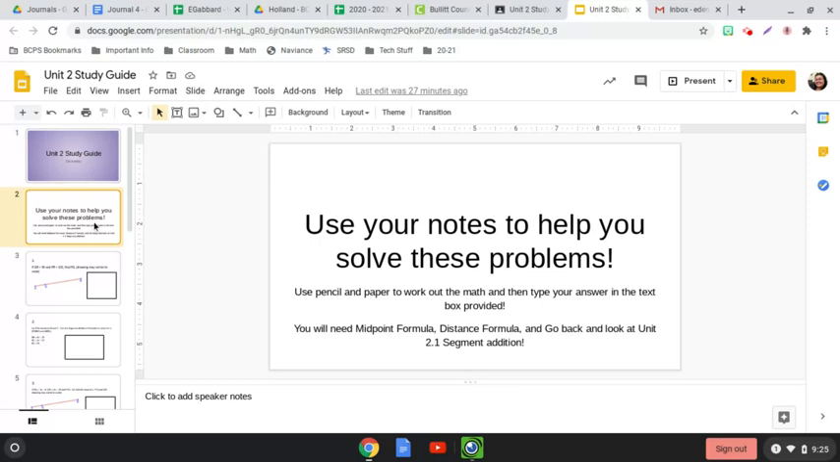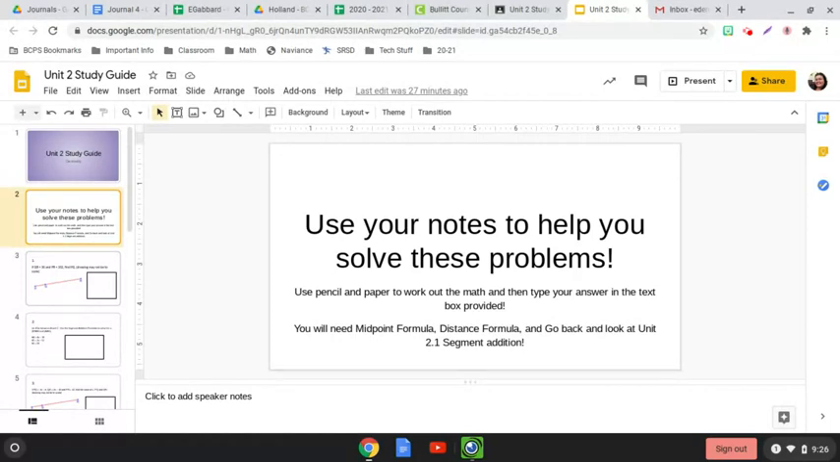So use your notes to help you solve these problems. Use pencil and paper to work out the math and then type your answer into the text box provided. You will need the midpoint formula and the distance formula. We're going to go back and look at Unit 2.1, segment addition. This unit was really short, so we're just going to quickly cover what we are going to test on and go from there.